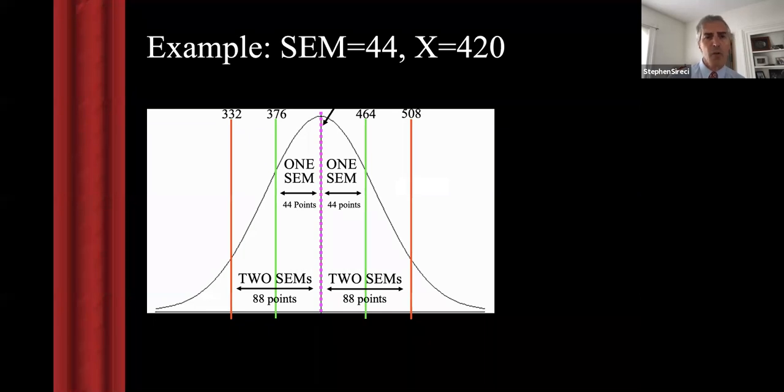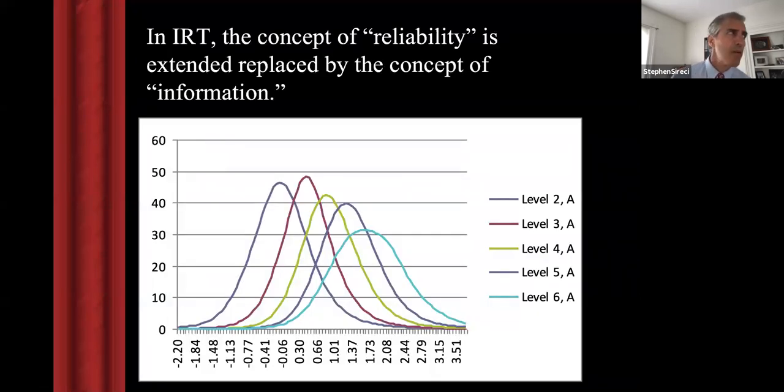So I'm going through this a little quickly because I want to get to some other concepts. Many tests today are developed with item response theory. So the concept of reliability is replaced by test information, which looks something like this. This picture comes from the Massachusetts Adult Proficiency Test.